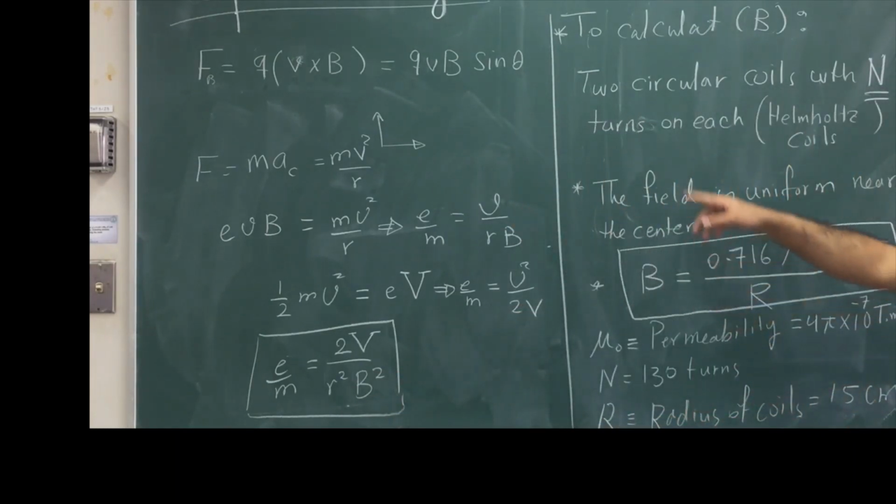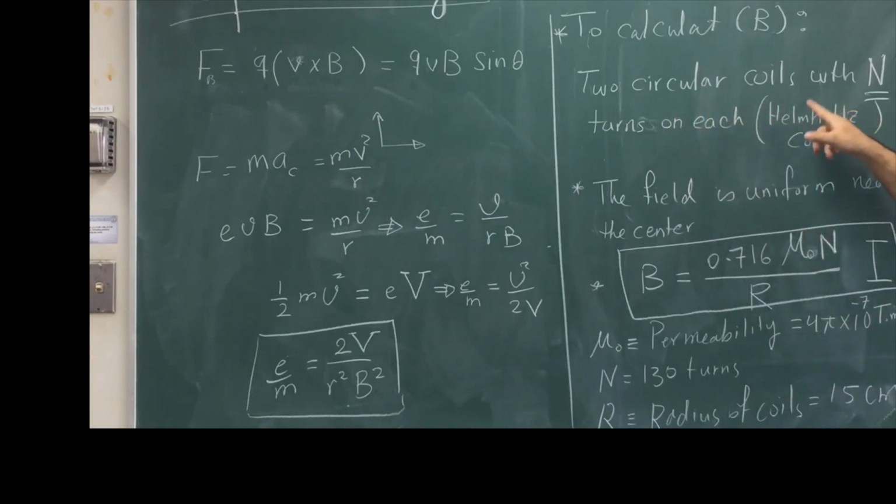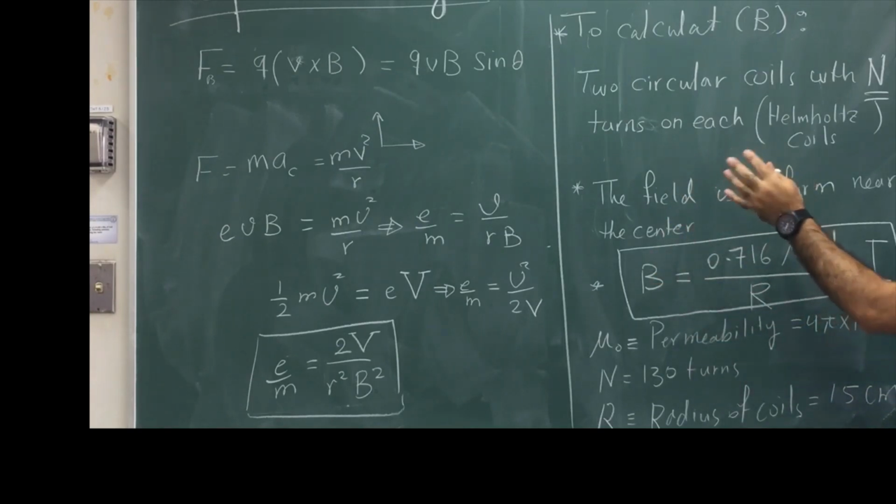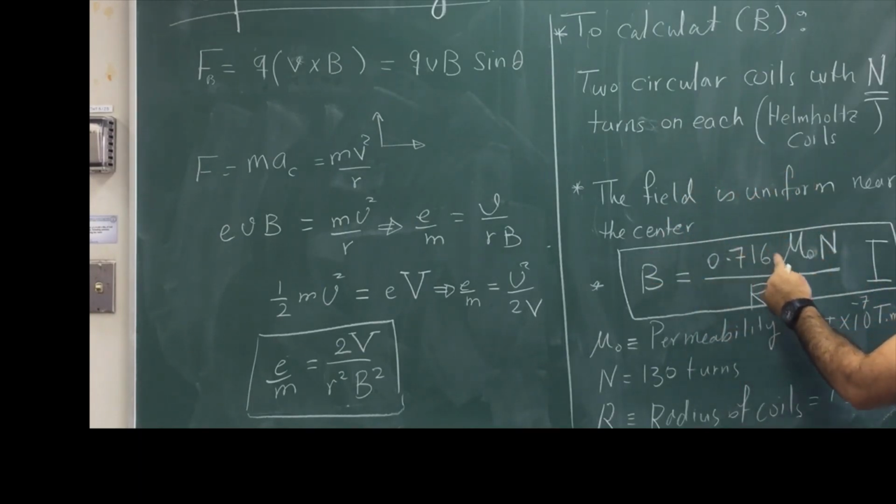To calculate B, we will have two circular coils. Each coil has N turns. These coils are called Helmholtz coils. The field is uniform near the center. This is the advantage of these coils. Using this equation for the specific dimensions we have, B is equal to some constant multiplied by mu naught N over R multiplied by I. So the relation between I and B is this relation.